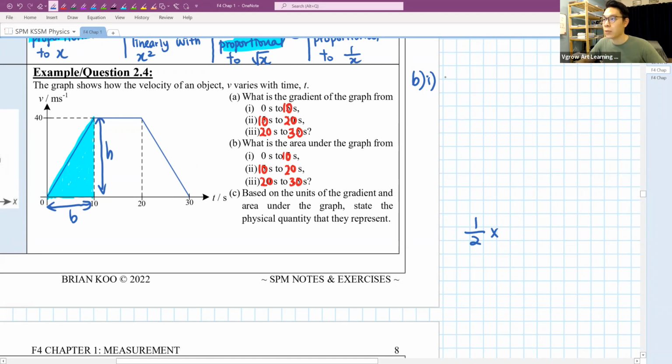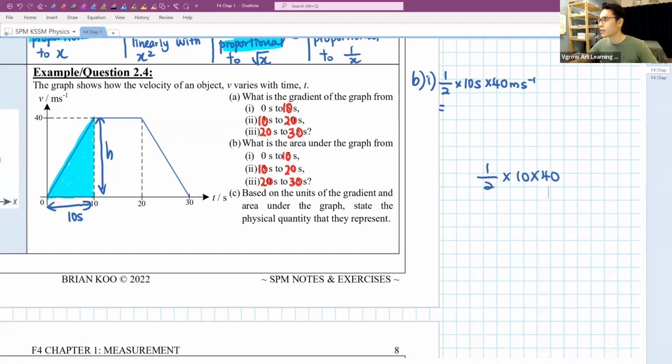So part B1, 1/2 times the base. The base here is what? 10 seconds. The height is 40 meter per second. So what is the answer? You can use your calculator, type 1/2 times 10 times 40.